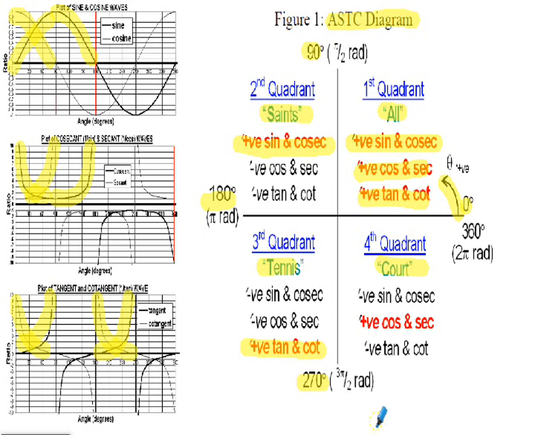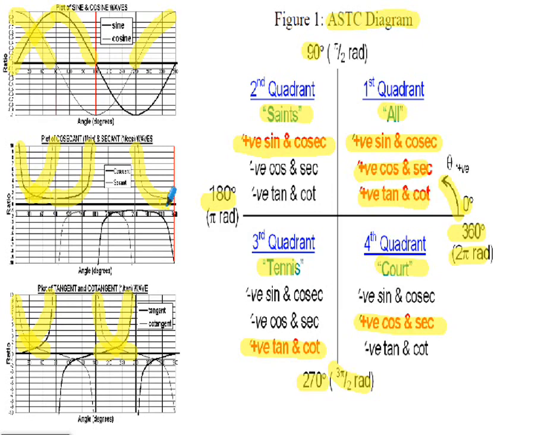Now looking at the last quadrant, between 270 and 360 degrees, or 3 pi upon 2 radians to 2 pi radians, we find that the cos and the secant curve, which is the reciprocal of the cos, are positive and all other curves are negative. Once again, you can see this from the diagram. In the last quadrant, there's the cosine curve, and that's positive, and there's the secant curve, and that's positive. All other curves are now negative in the last quadrant.